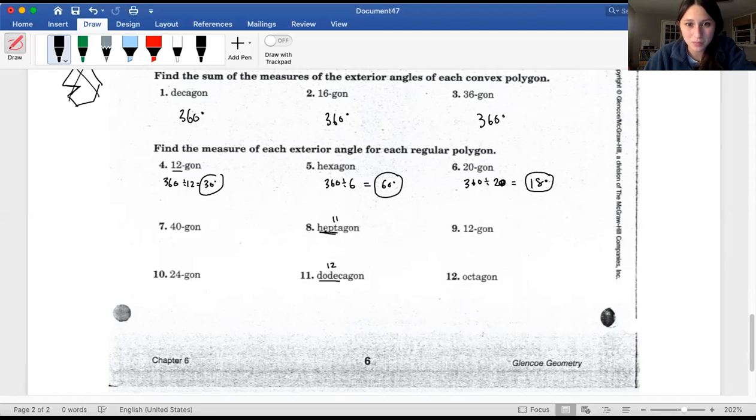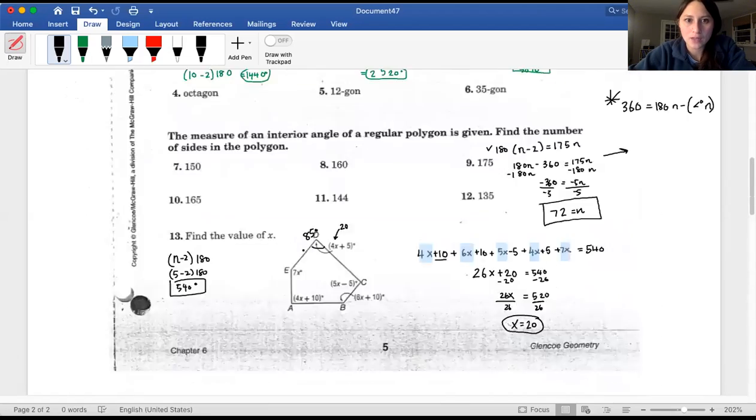So becoming familiar with these words might be important to you so that you know what kind of shape we're talking about. If you're not sure, then Google it, okay? So do the rest of those problems, and that's all I have for you.